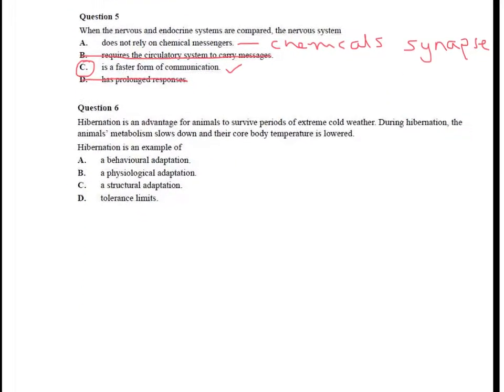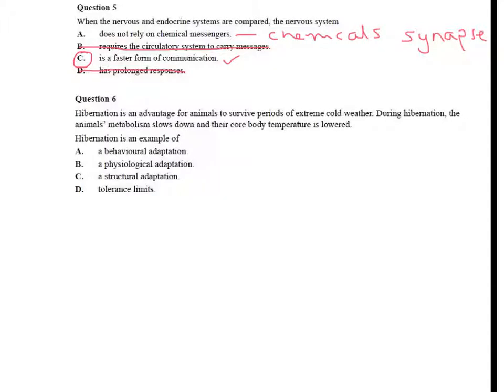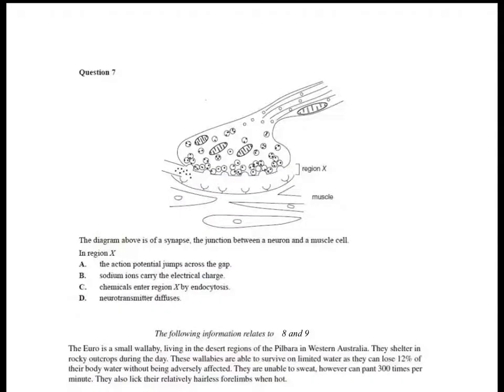Okay, moving down. We then have hibernation, and a lot of you put that this was a behavioural adaptation. Okay, remember behaviour is something that an animal chooses to do. Now we could decide to go and have a nap, but we couldn't decide to go and fall asleep for a season. Our body wouldn't allow us to do it. And so it has to be a physiological adaptation, because the body is actually physically able to make those changes to allow hibernation.